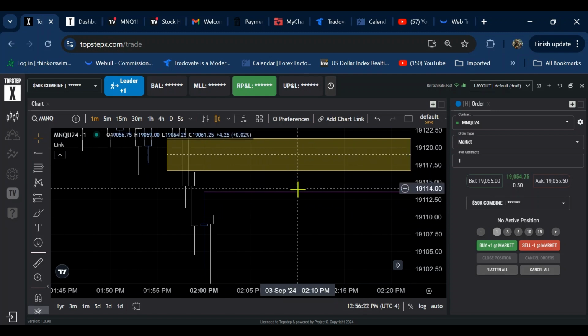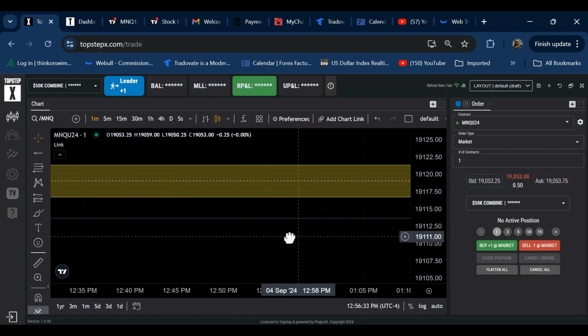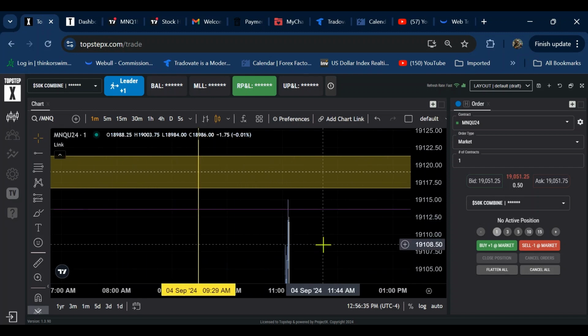And then we have this fair value gap here because it would have been the next one it needed to push through or reject from. That's why I put it in there. Now let's fast forward back to right where we are now. And where's our high point of the day? Right there.